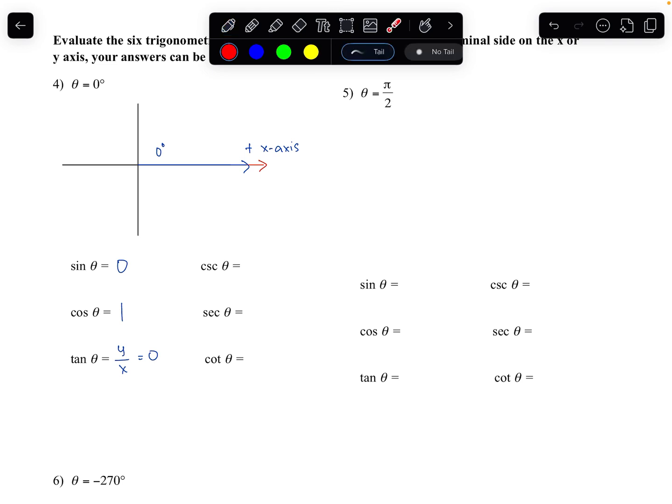Cosecant is going to be the reciprocal of sine. Well, since sine is 0 over 1, that means cosecant will be 1 over 0, so it's going to be undefined. Secant is going to be 1 because cosine is 1 over 1 and the reciprocal of 1 is 1. And then for cotangent, same thing as we said for cosecant, this is going to be undefined.